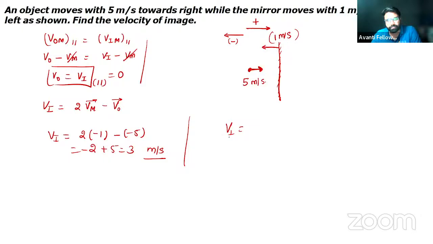So velocity of image you can write, because here the velocity of image parallel is 0. So only remaining velocity is perpendicular. So velocity of image is equals to velocity of image perpendicular, which is given by 3 meter per second.